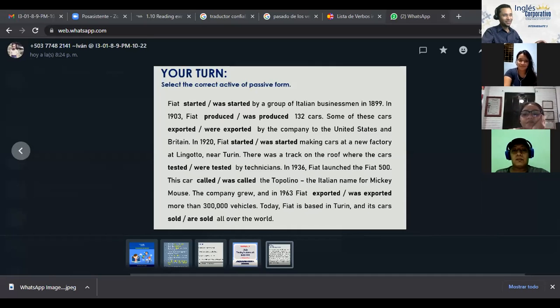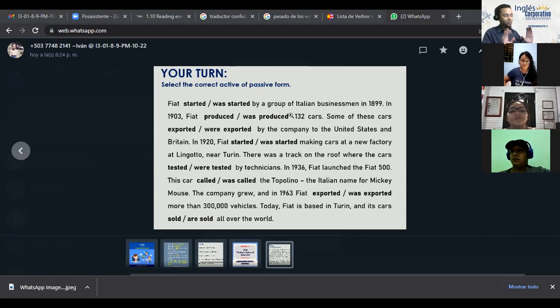Nice. There's the picture. Explanation, please. I don't understand. You need to select the correct active or passive form. No sé qué va acá. For example, Fiat started, or Fiat was started by a group of Italian businessmen in 1899. It was started. Correct. Yes, that's the correct form. Fiat, the company Fiat, was started by a group of Italian businessmen in 1899. So you need to select the active form, the active is started, or the passive form, the passive is was started.